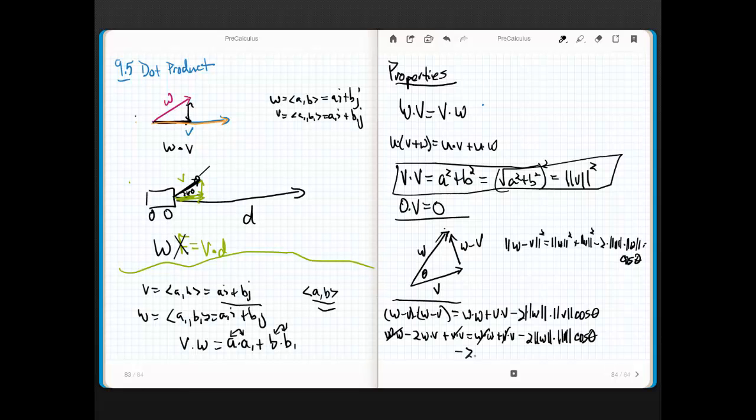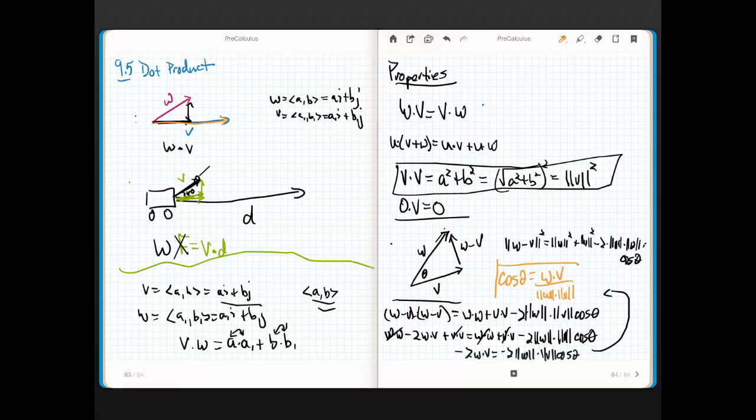Negative 2w dot v is equal to negative 2 times the magnitude of w times the magnitude of v cos theta, which implies, now I must steal some of this space back. If I divide through by negative 2 times the magnitude of w times the magnitude of v, I end up with the cosine of theta is equal to w dot v divided by the magnitude of w times the magnitude of v.